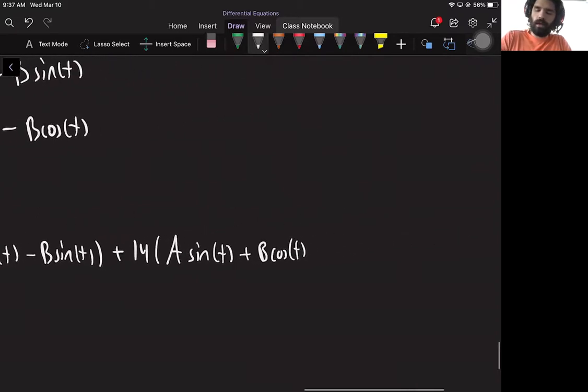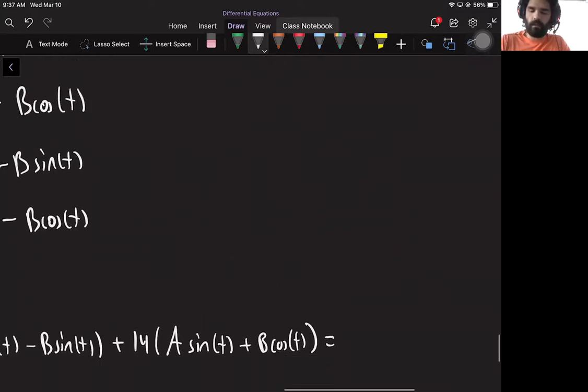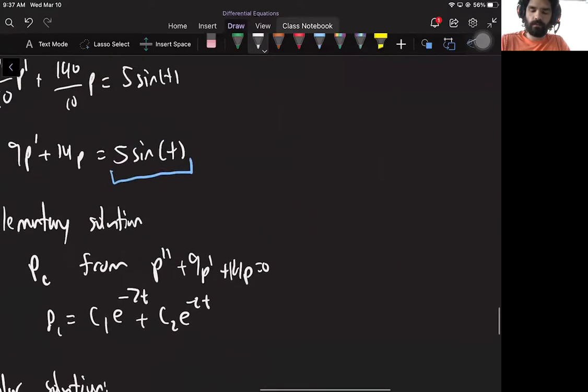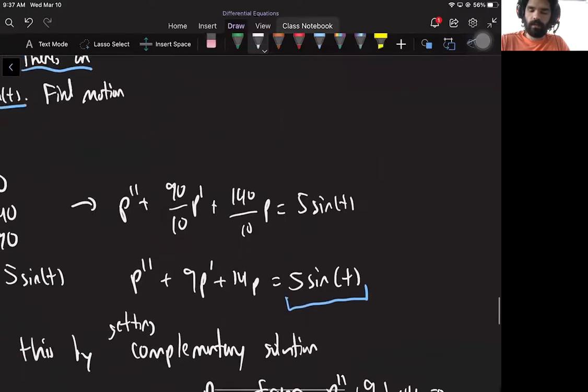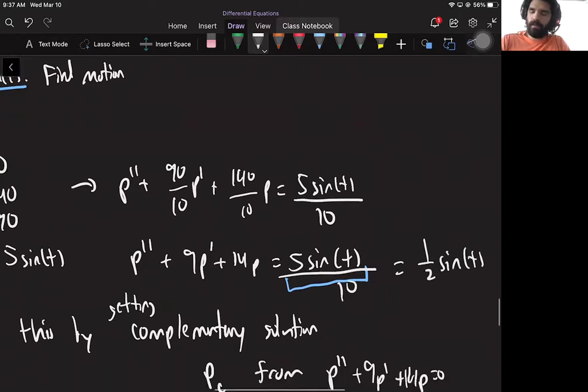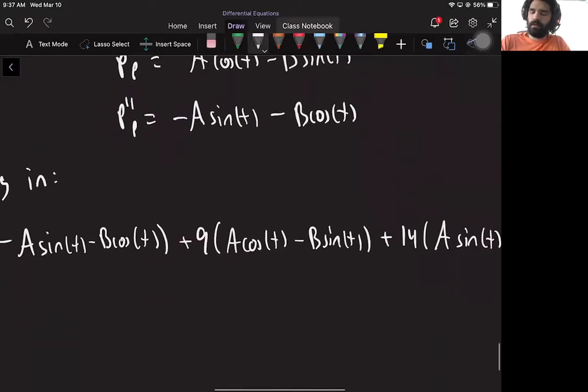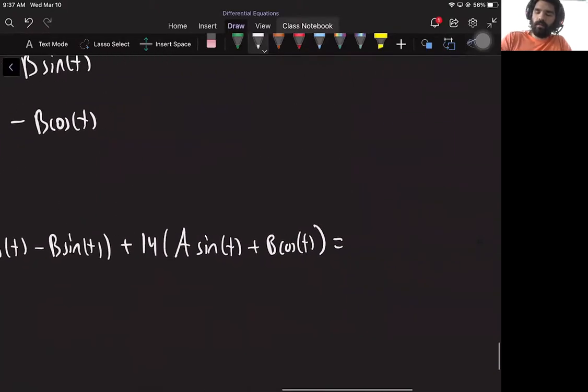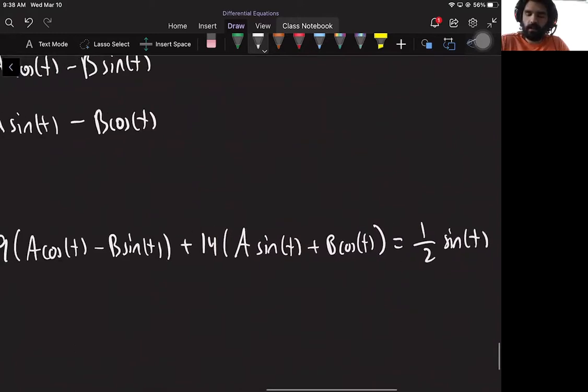That all needs to add up to the, oh, I made a little typo at the beginning. This 5 is incorrect. It's a common mistake, and I made it. The force should also be divided by the mass here. So this should also be divided by 10. So this should be half a sine of t. Common mistake, and I just did it. All right. Okay, so that needs to add up to that.